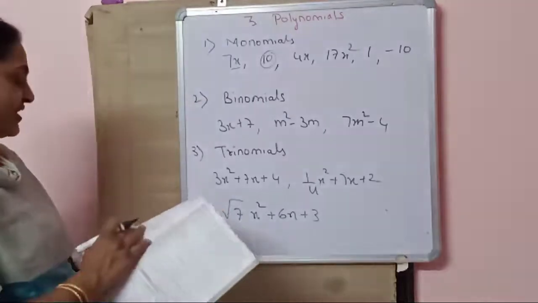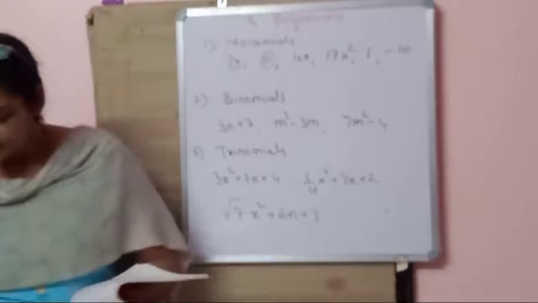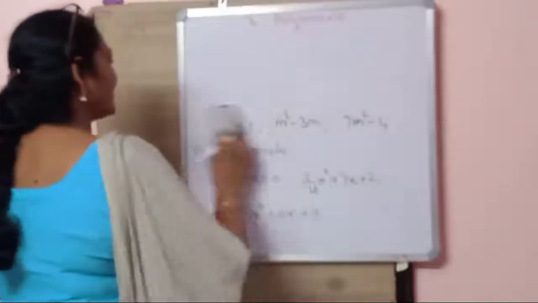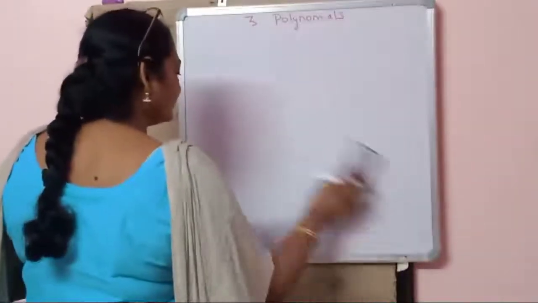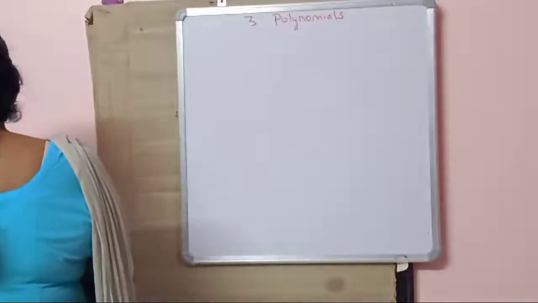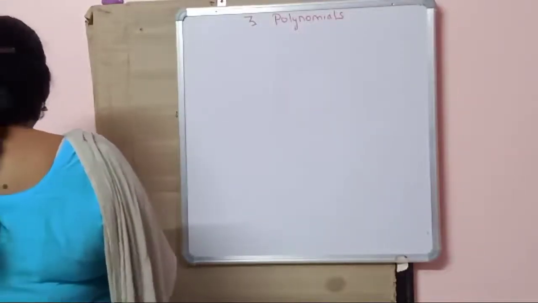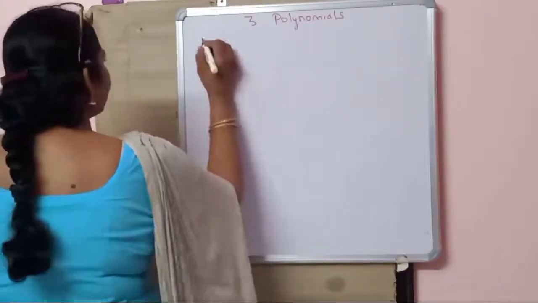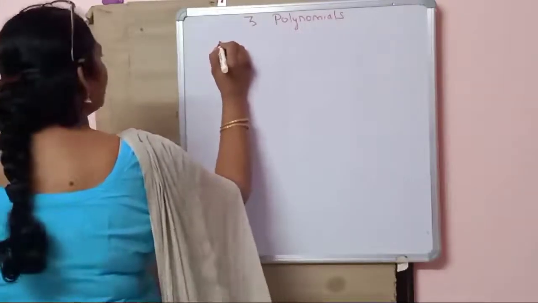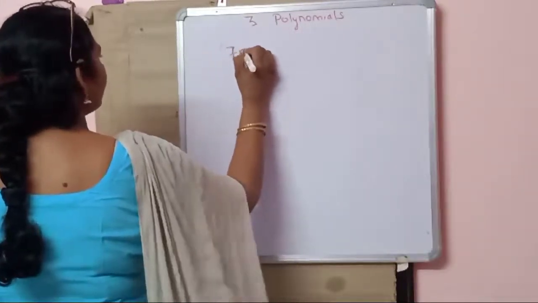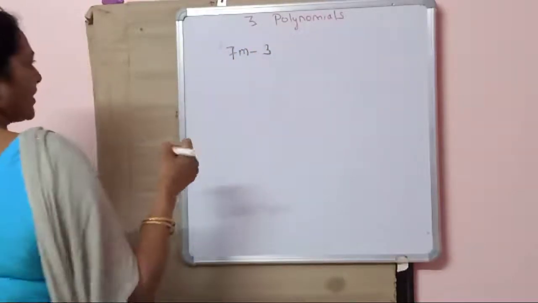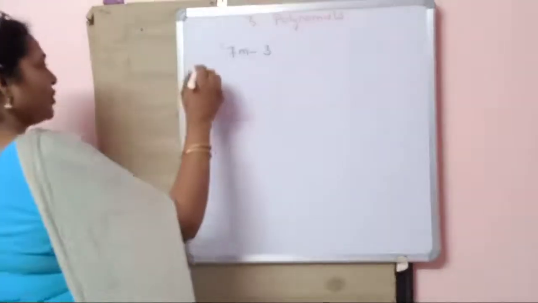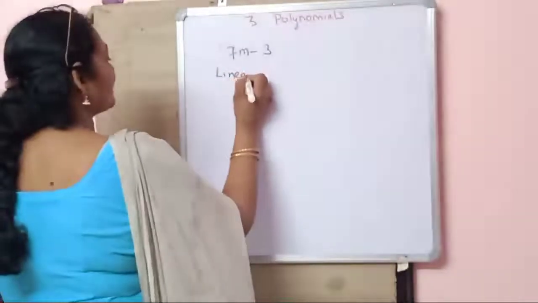Now let us study the standard forms. We are going to study standard forms according to the degrees. Now we are going to study polynomials in one variable, suppose there are only two terms. For example, 7m minus 3. Okay. Now your degree is equal to 1. The degree of this polynomial is 1. Therefore, this is called a linear equation.